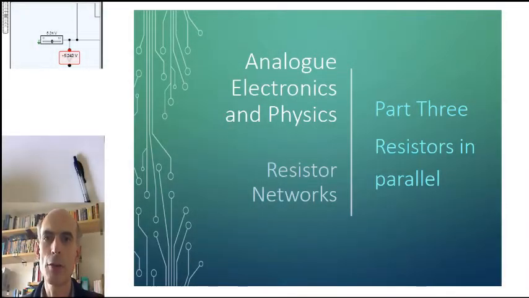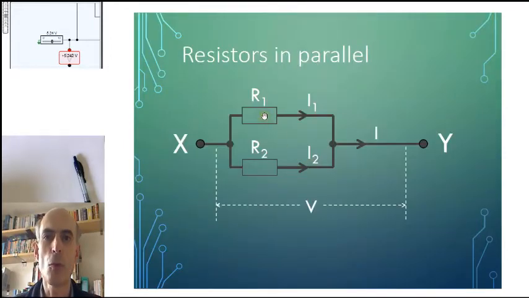Hello, and this time, resistors in parallel. The problem here is we've got two resistors wired up like this. They are in parallel only if one side of them is connected together and the other side of them are connected together. Both sides of both resistors have to be connected together for them to count as in parallel.